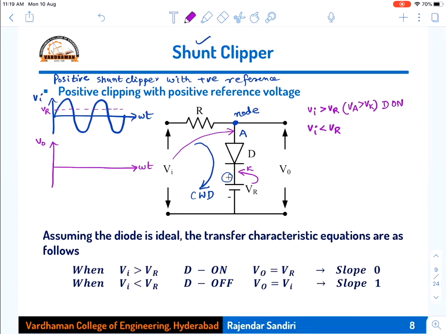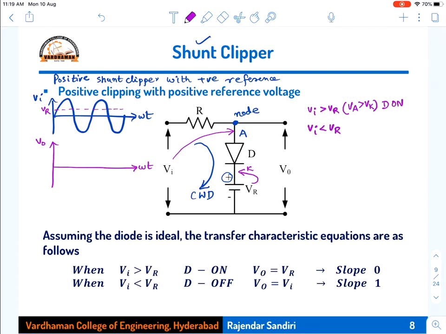Diode is on means what? It is a short circuit. I am taking the ideal case. Ideal is short circuit. If it is not ideal, what happens? You will get a battery of 0.7 volts. Now in the ideal case, VA greater than VK means D is on, so it is a short circuit.